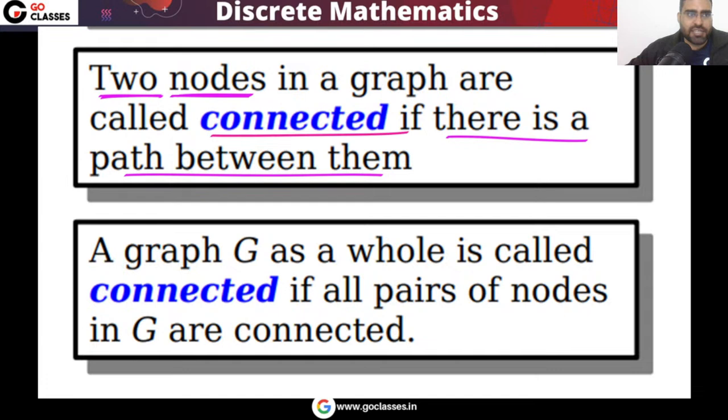Now, when can I say a graph is connected? A graph is connected if every two vertices are connected, like between every pair of vertices, there is a path. Is this clear? A graph is connected if between every pair of vertices there is a path. Every two vertices are connected. So very simple definition.